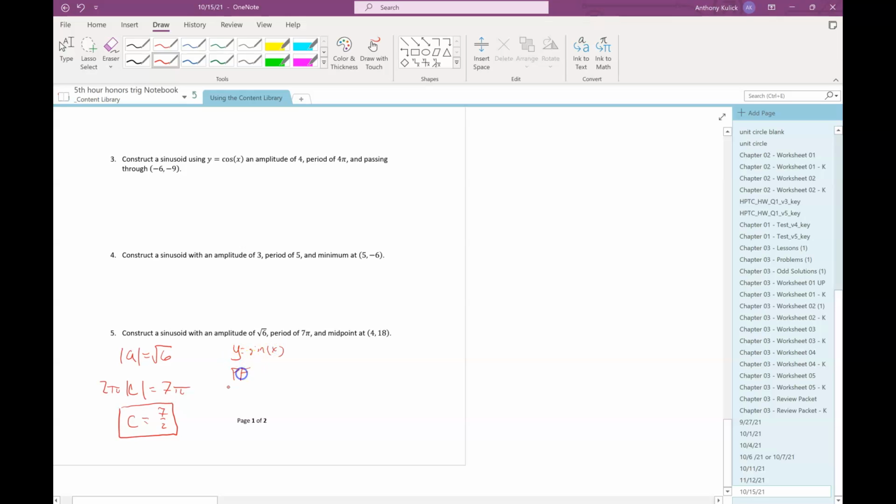So the parent function point is 0, 0. And the order for that midline point is minimum, midline, max. And we're going to send that to the transformed function point 4, 18. We don't know what kind of midline point that is, so we can pick. We can either make it the same as the parent function, or the opposite. It doesn't matter. They'd both be correct. So I'm going to pick it to be the same, which tells me that the A needs to be positive.